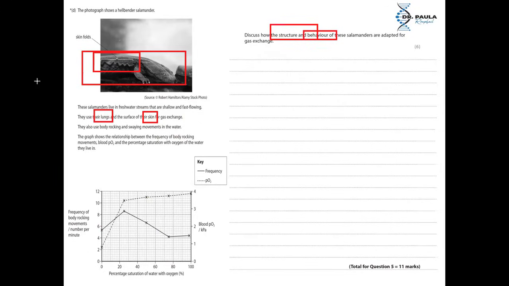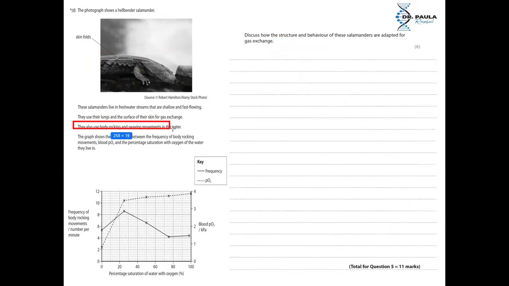So what about the behavior? You can see here that they keep moving, as we said. When they move faster, they mix the water together, so the water gets more oxygen from the air. We can say that the water is being aerated well. So when the concentration of oxygen increases in water and it comes in contact with the skin, it keeps a good concentration gradient, so more gas exchange into the blood.